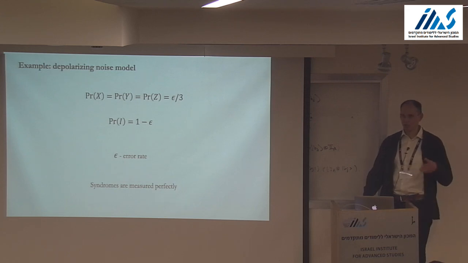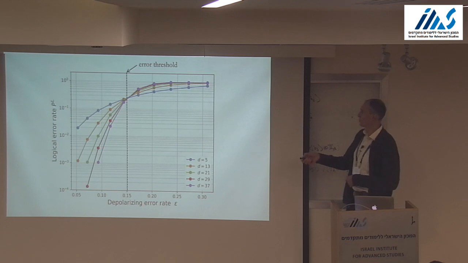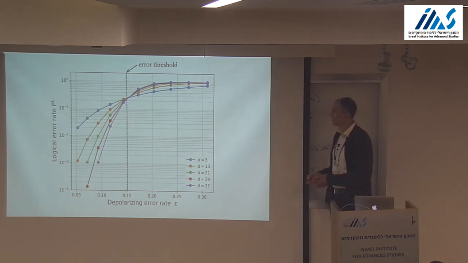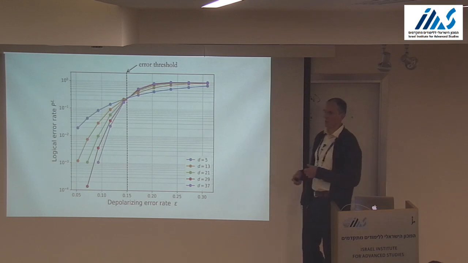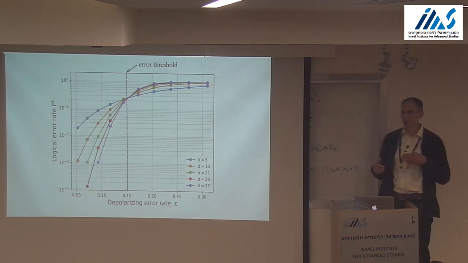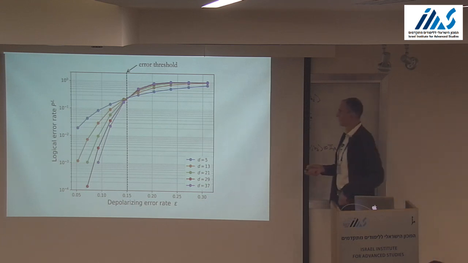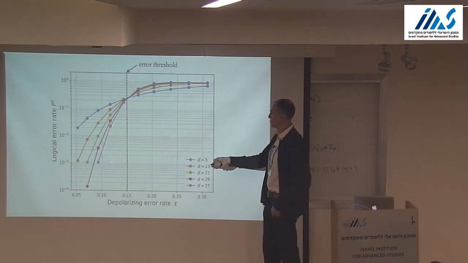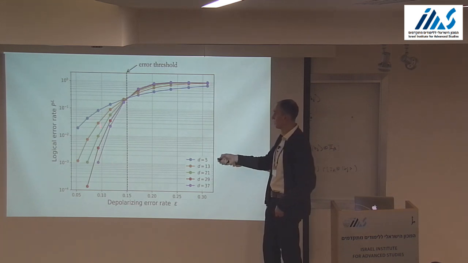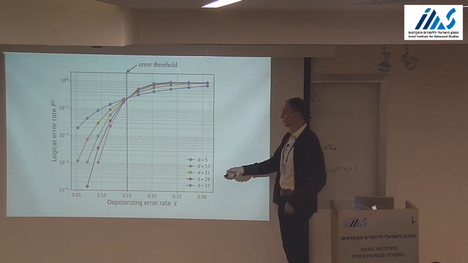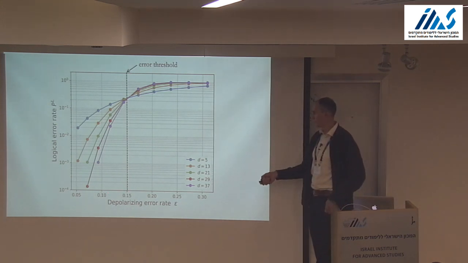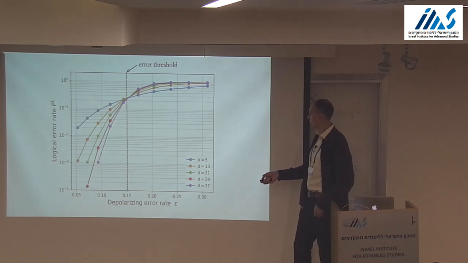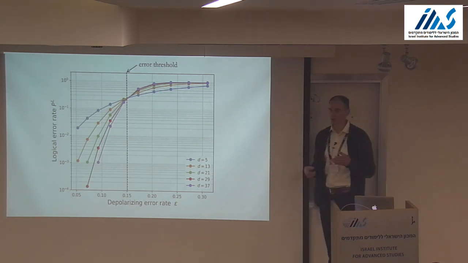Then, if you implement this minimum weight error correction algorithm, this is what you will see. This axis is the error rate of depolarizing noise, and this axis is the probability of having a logical error, so the probability that error correction fails. You can see that increasing the code distance reduces the logical error rate exponentially if the physical error rate is below a certain constant threshold value, which is around 15%. But if the physical error rate is above the threshold, then increasing the code distance makes things worse.